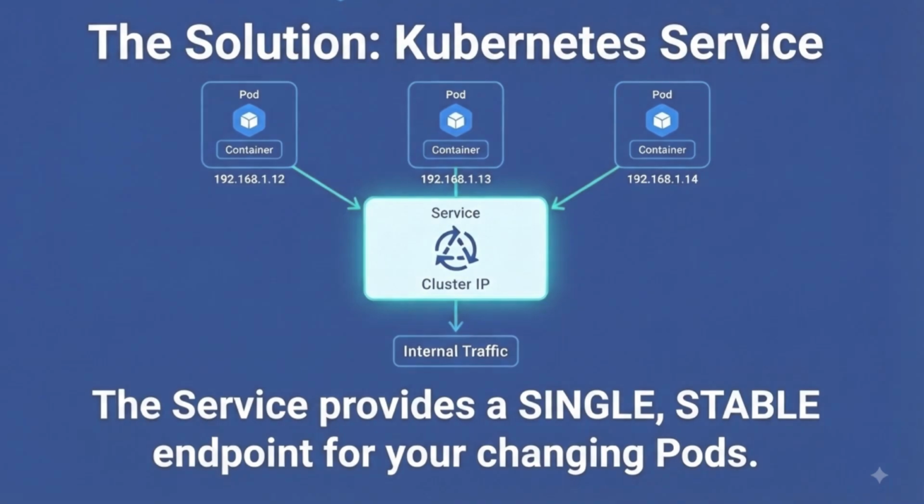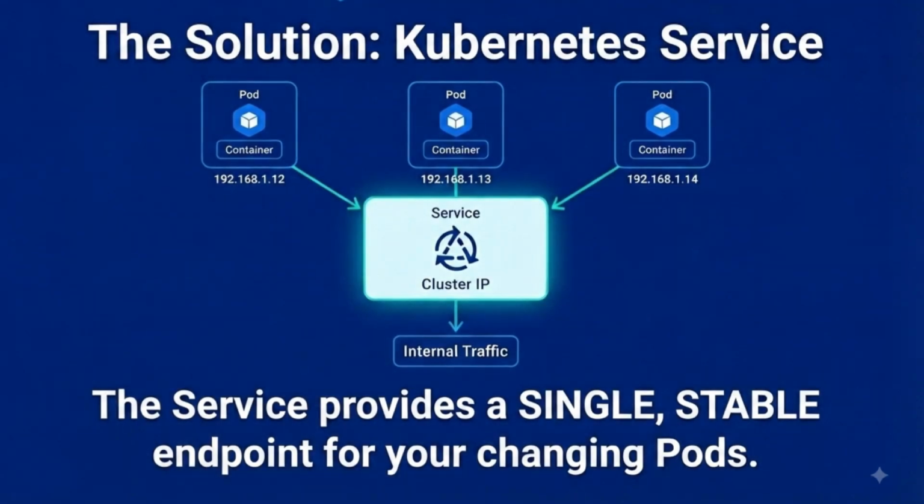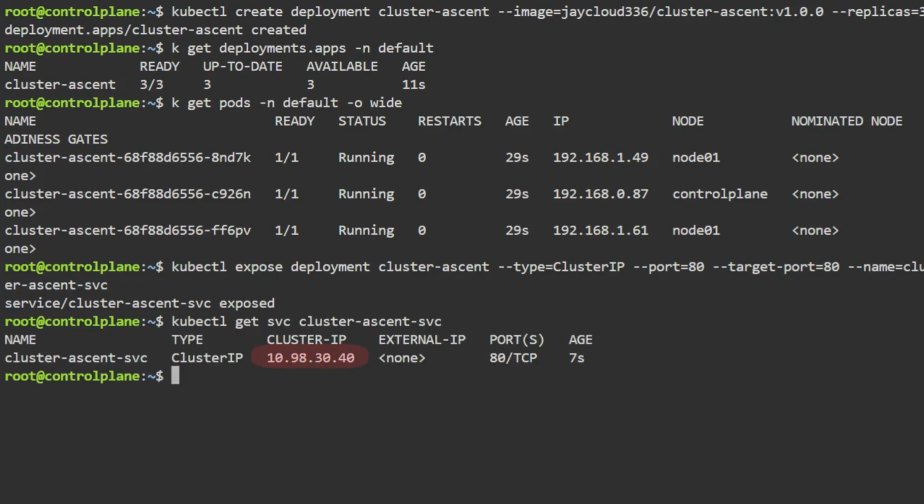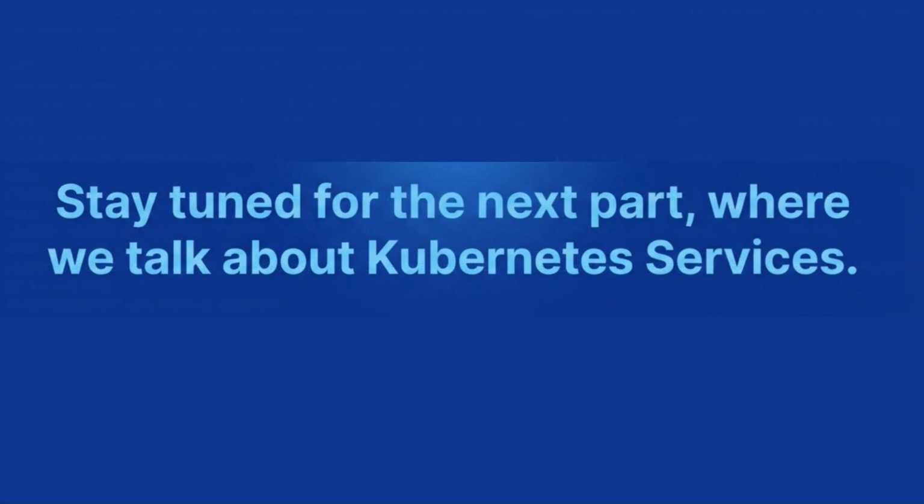Kubernetes solves this with a dedicated object, a service. A service provides a single, stable IP address and entry point that routes traffic to your dynamic pods. In the next video, we will dive into Kubernetes services to explore traffic exposure and stable networking.